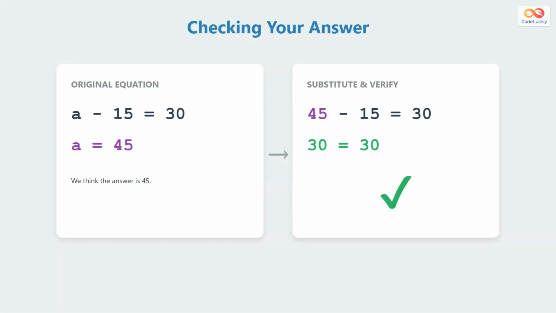It is always good to check your work. We found that a = 45. Let's substitute 45 back into the original equation. Does 45 - 15 equal 30? Yes, it does. Our answer is correct.